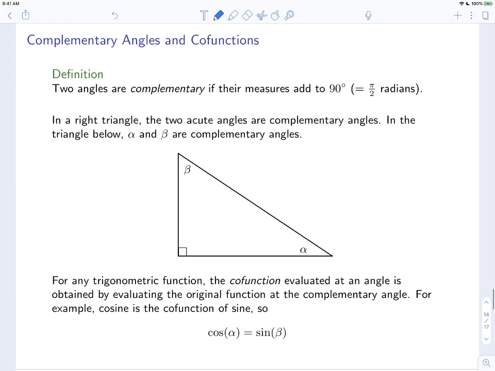This brings us to another definition. Two angles are said to be complementary if their measures add to 90 degrees, or pi over 2 radians. In a right triangle, the two acute angles are complementary angles. They necessarily add to 90 degrees, or pi over 2 radians. So in this triangle that you see here, we have a right triangle, so this is 90 degrees, or pi over 2, and then alpha plus beta must necessarily add up to the other 90 degrees.